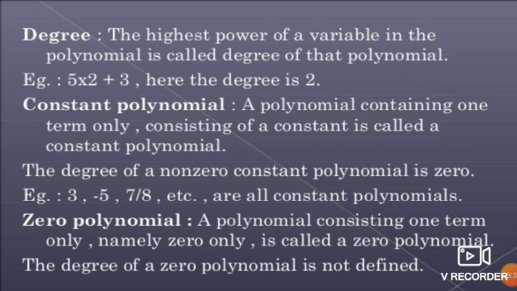Next, zero polynomial. A polynomial consisting of one term only, namely 0, is called a zero polynomial. The degree of the zero polynomial is not defined. Till now you have observed what a polynomial is. But in this polynomial, a zero term is there. It means we can call it the zero polynomial. Okay. Next.